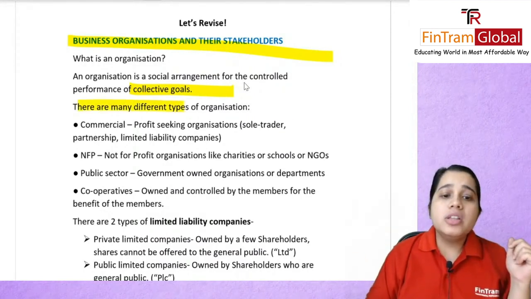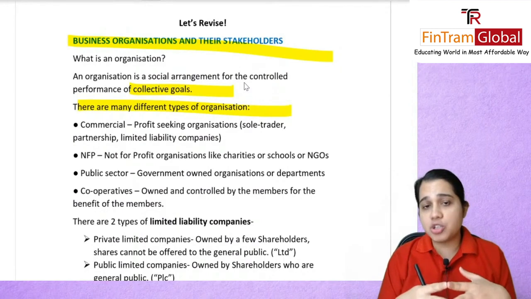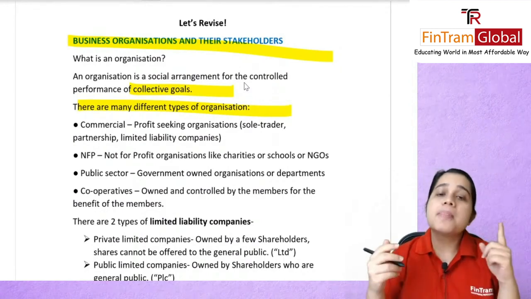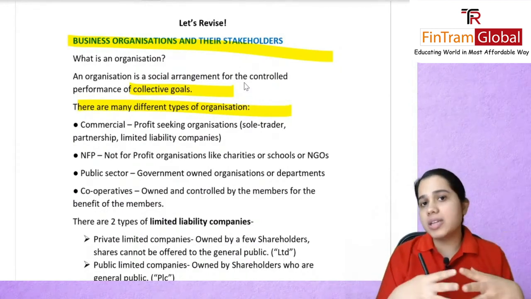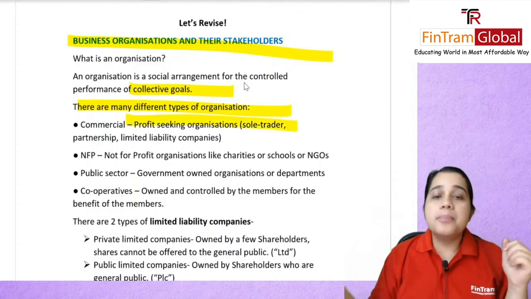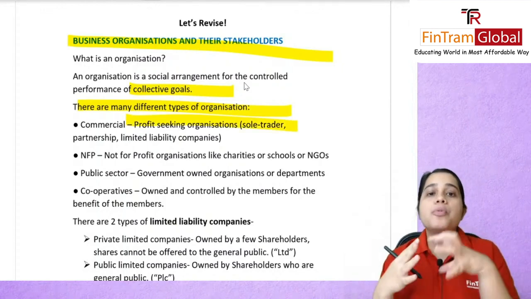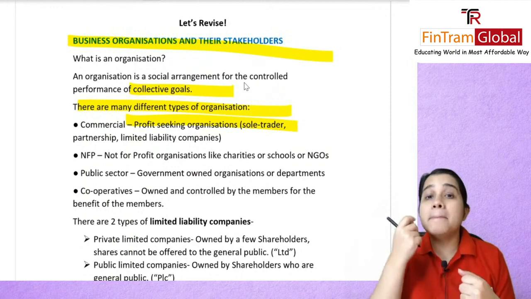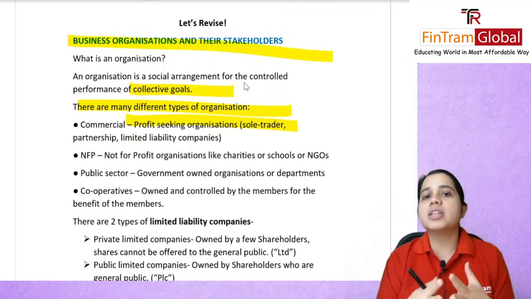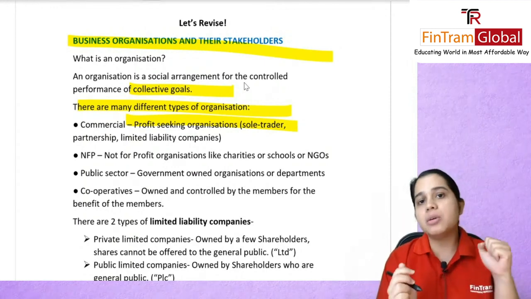Then we talked about the different types of organizations. So there were various types, right? We talked about commercial. These organizations were wherein the profit was their objective. So these were profit seeking organizations. The main objective, the ultimate objective for these organizations was to make profit.